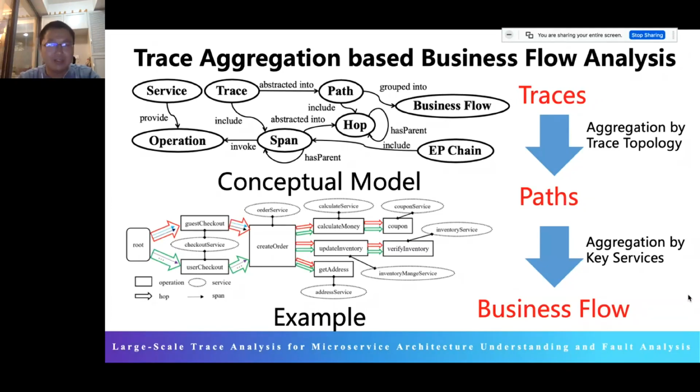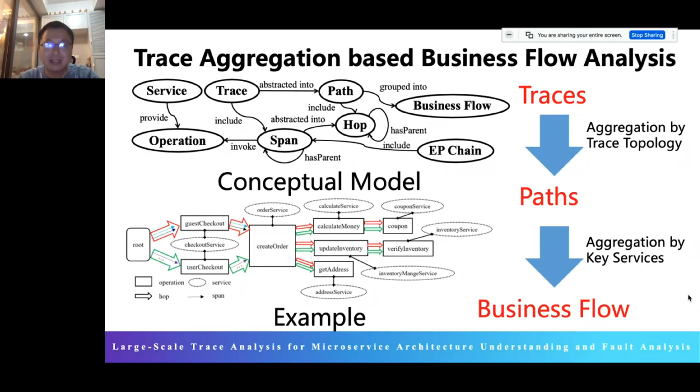But we can define a very small set of key services, for example, create order and also maybe pay. We don't care what the traces look like, but if a trace includes the key service create order and all the others in the same set of key services, then we regard that this trace is related to online shopping.